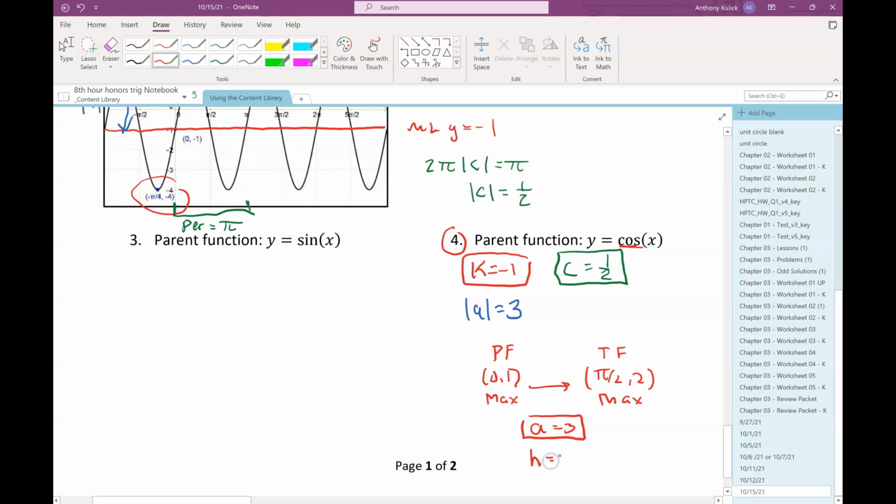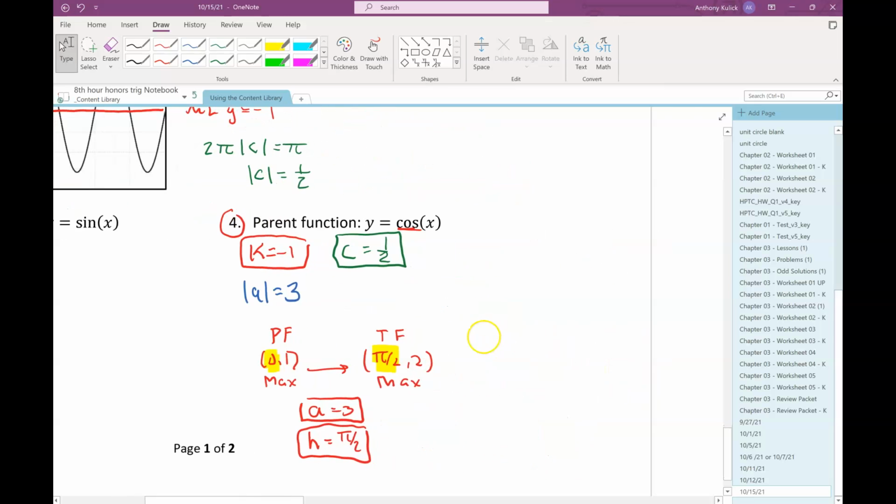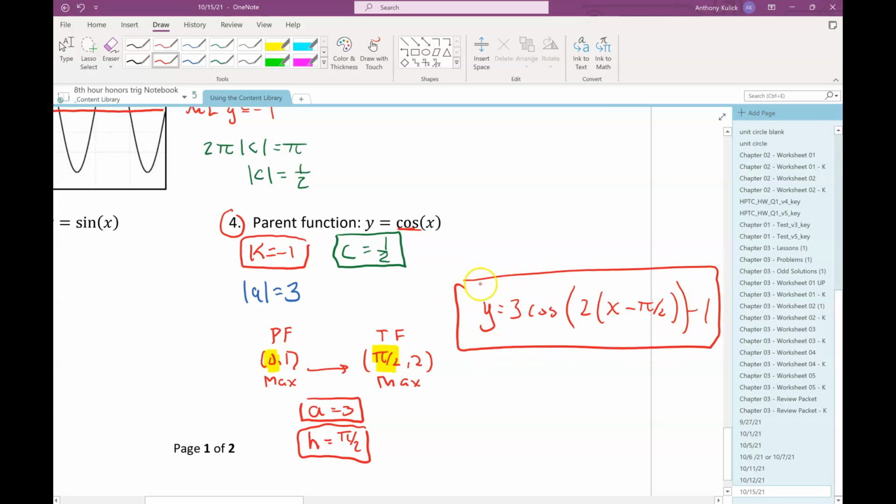And the h should be? Well, because the x-coordinate for my parent function is 0, the h is just going to be the x-coordinate for my transform function. So pi over 2. That's why we want to use 0, 1 or 0, 0 when possible. So then I just put it all together. I have 3 cosine of 2 times x minus pi over 2, minus 1. And that's one possible answer. There's more than one, obviously. But that one is correct.